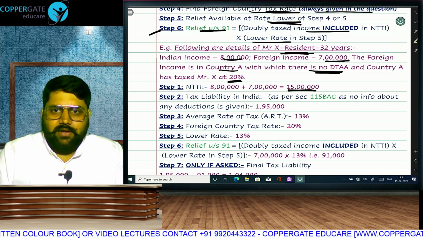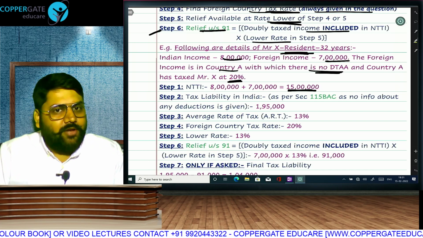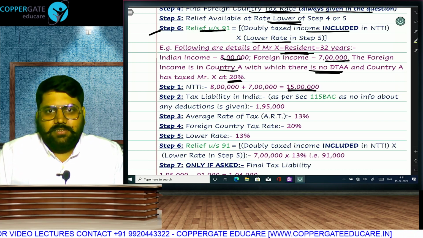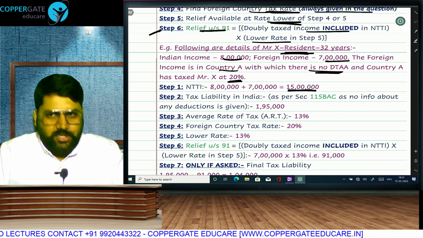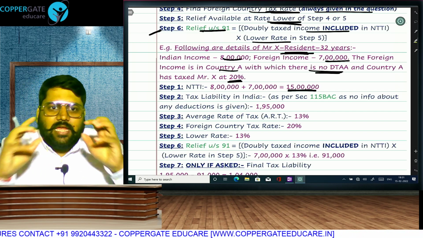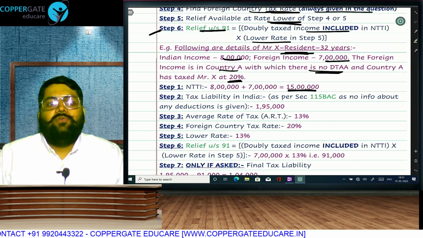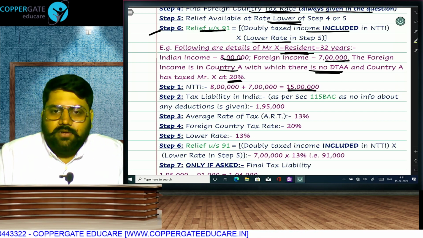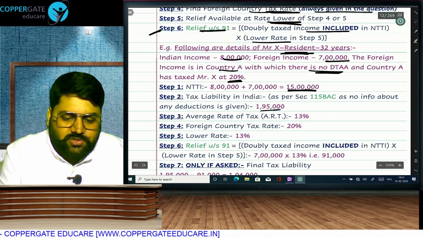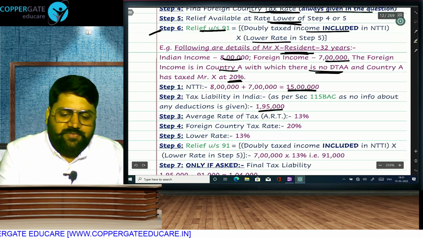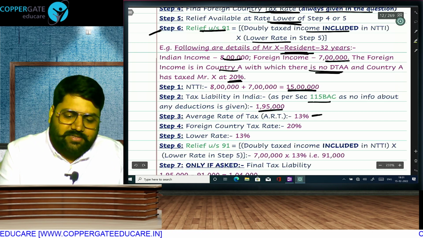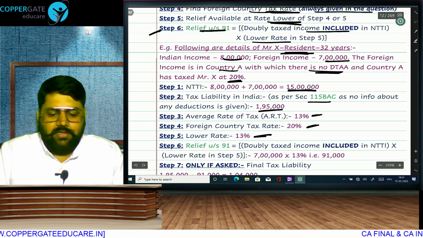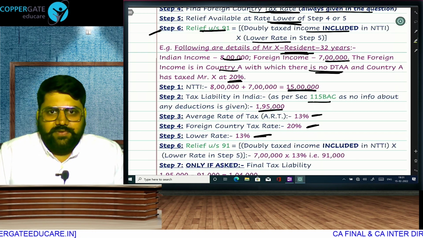On this, calculate tax. If there is no information about deductions or exemptions, anything, that means it is better to go in the new regime. If there are deductions and exemptions, then you will have to calculate both as per old, as per new. But if there is no such information, then calculate tax as per new regime, because that will be beneficial. So, we calculated tax as per 115 BAC, we get average rate of tax at 13%, foreign rate given to us in the question is 20, lower of the two will be 13%.